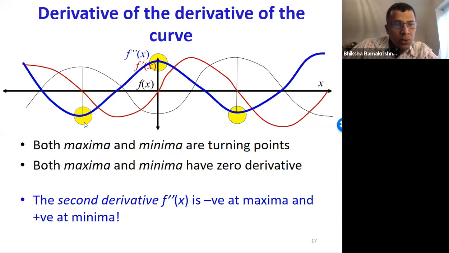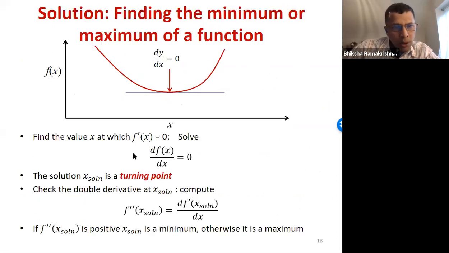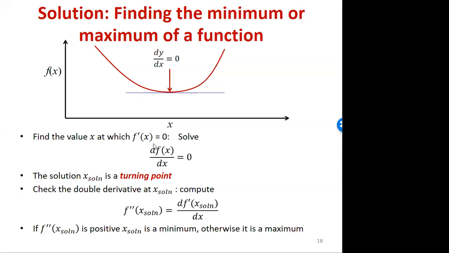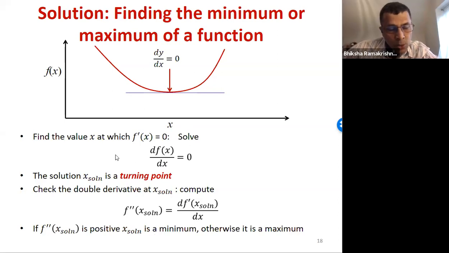And so if you compute the derivative of the derivative, we found that it would be negative at maxima and positive at minima. And so the way we solved for minima was that first we found the location where the derivative was 0. This could be a turning point. Then you check the double derivative, the second derivative. And if the second derivative is positive, then the solution to this equation was a minimum. Otherwise, it was a maximum. This is what we did in school, even if you have forgotten it.